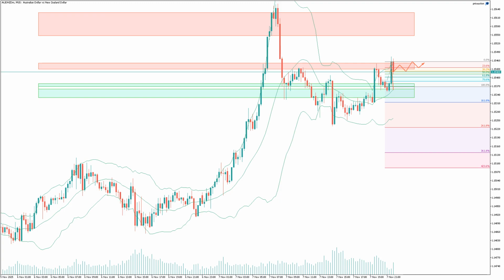This support zone is identified by a series of price action where the AUDNZD currency pair repeatedly tested the area between approximately 1.15360 and 1.15379.